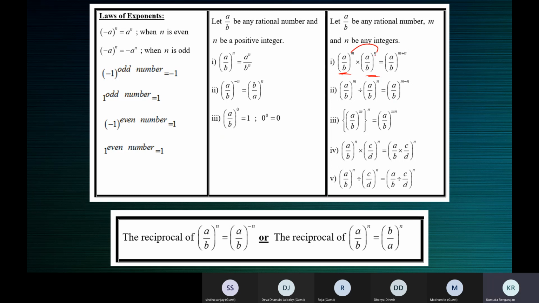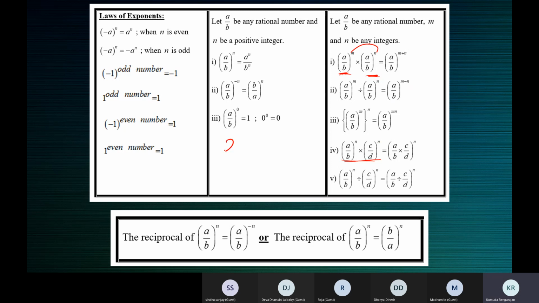The powers can also be the same. Here the bases are same, a by b, a by b. When the bases are same, we need to add the powers. Write the base once, a by b, and add the powers, m plus n. Here the bases are different, a by b, c by d, but the power is the same.